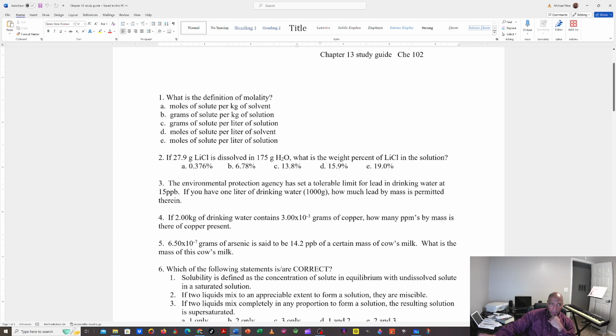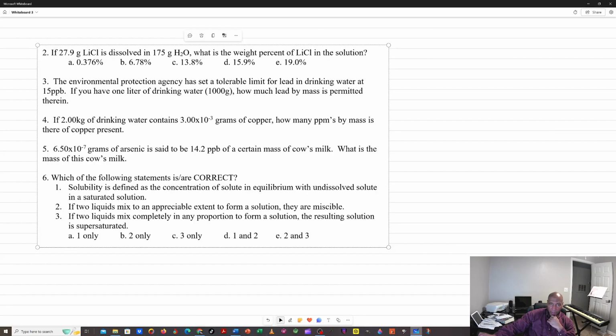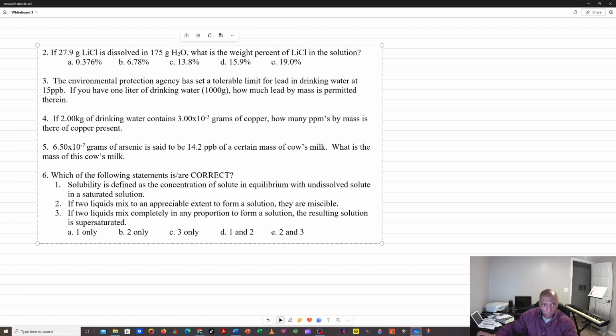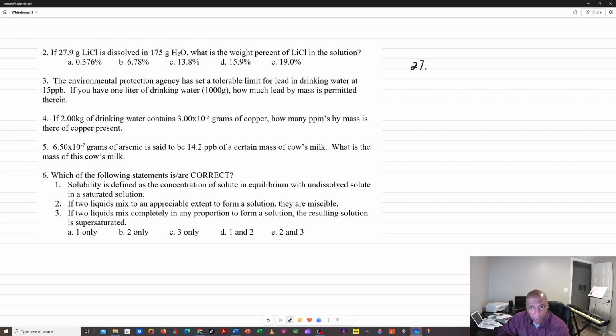So I'll read it again. 27.9 grams of lithium chloride is dissolved in 175 grams of water. What is the weight percent of lithium chloride in solution? Now, of course, we know that percentage is parts per 100. So we know that I have 27.9 grams of lithium chloride. Now the total. I'm going to divide the fraction by the total. The total is going to be 175 grams of water plus the 27.9 grams of lithium chloride. And then of course you multiply this times 100 to get the percentage.